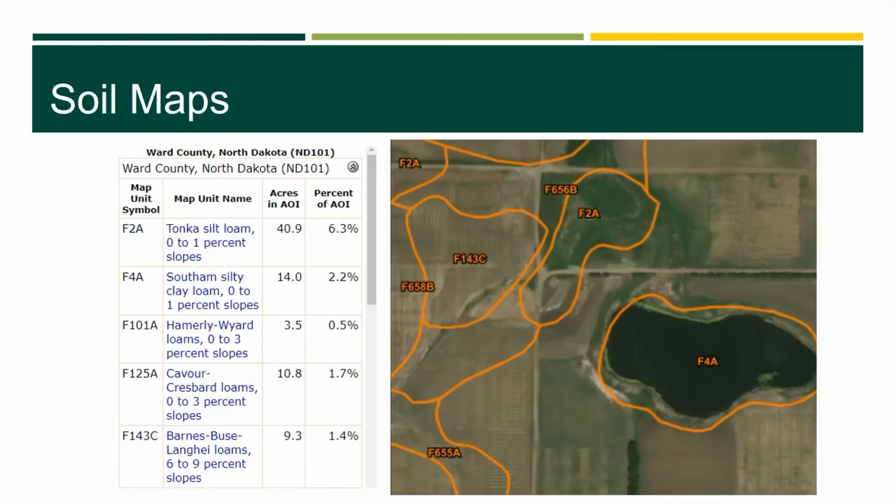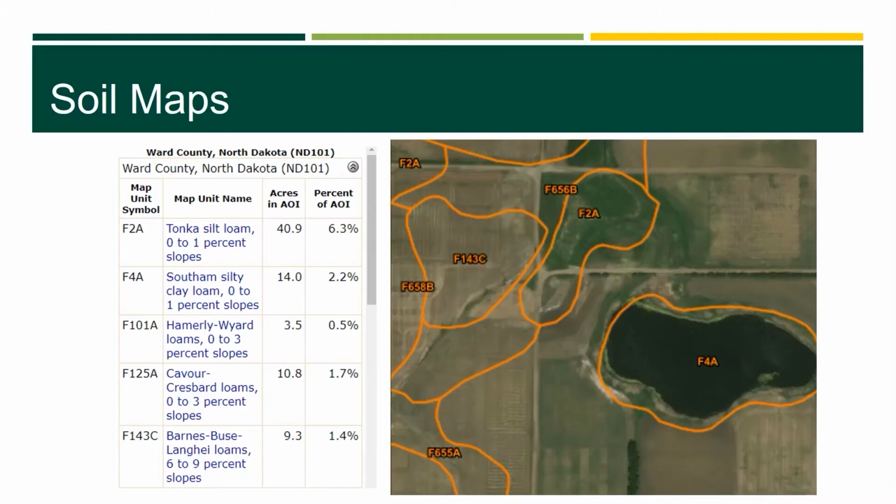Here I have a clip of a soil map with the map unit legend on the left. We can see that the closed depression map unit here on the right has a map unit symbol of F4A. That symbol corresponds to the map unit name Southam Silty Clay Loam 0 to 1% slopes. This tells us that the majority of the F4A map unit is composed of the Southam soil component. That doesn't mean we only have the Southam soil in this map unit, but the Southam soil is the one that takes up the majority of this map unit. The surface texture is silty clay loam, and the slope is 0 to 1%.